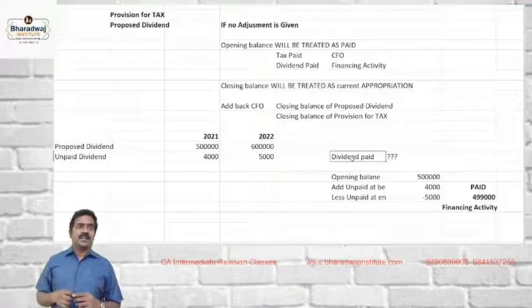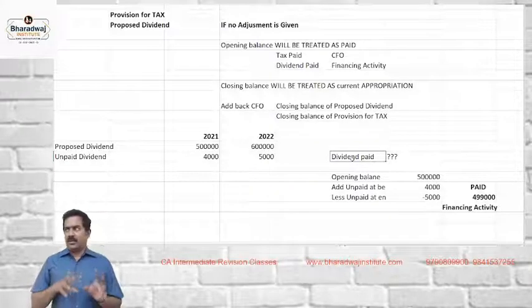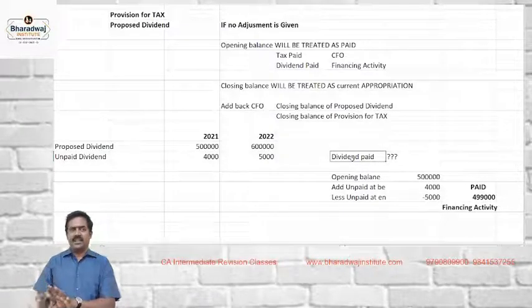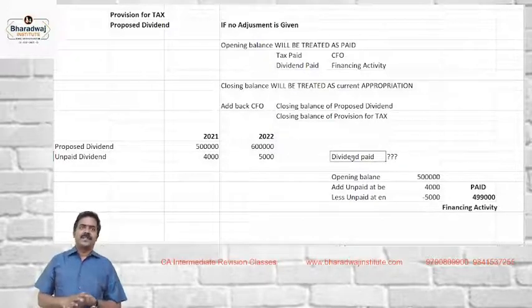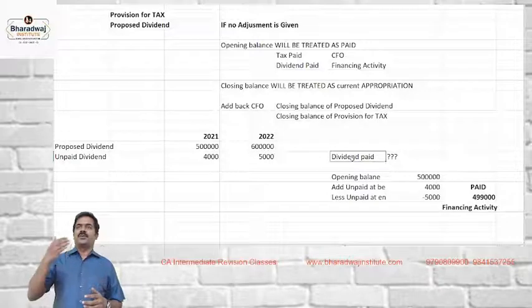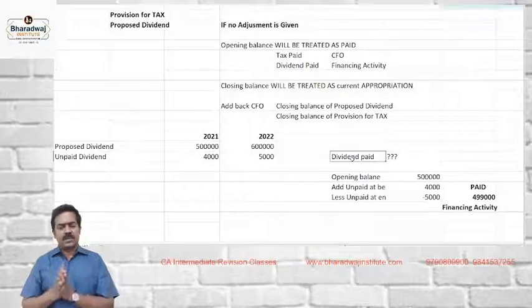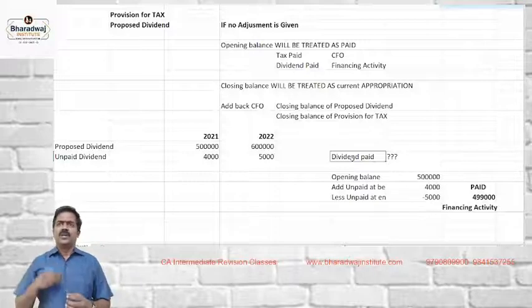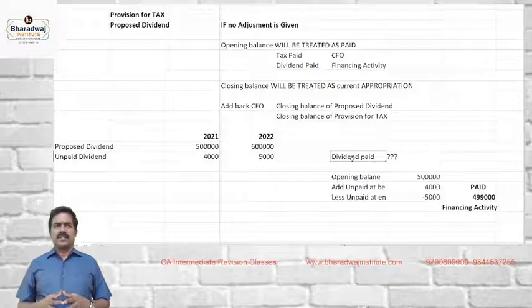Where will you show that extra 10,000? The 10,000 extra paid is a non-operating item. You will add it back to CFO. We will see such problems. But these are the 3 or 4 areas which I wanted to discuss before we go to the lengthy questions.